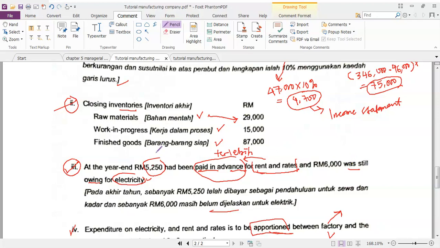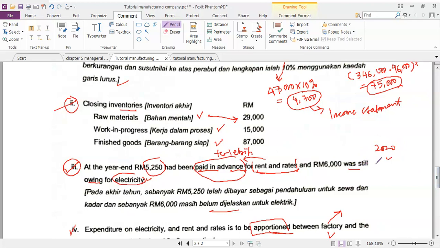Sama lah macam kita kat rumah kan. Kalau kita ada bill, water and electricity semua, bila dah sampai bill, but then kita tak bayar lagi, pergi dekat pejabat posta, pergi dekat mana untuk bayar. Not yet paid. Supposedly that is the bill for 2020, but then we did not pay yet. So if there is a paid in advance, we must minus it.